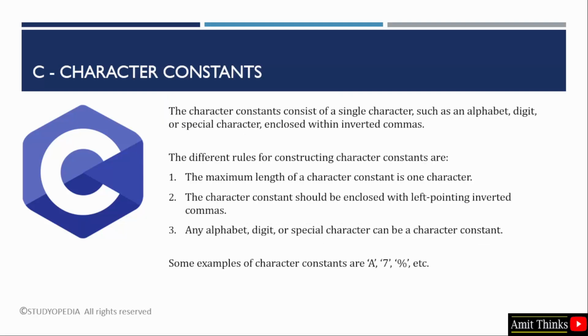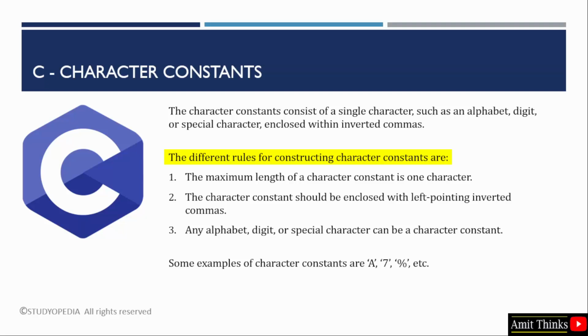Now let us see the character constants. These are single characters enclosed within single quotes. For example, letter A enclosed in quotes, a number 9 enclosed in quotes. So here are some rules for constructing character constants. The maximum length of a character constant is one character. Like I just said, the letter A, the digit 9. It should be enclosed within left pointing inverted commas, which I just said single quotes.